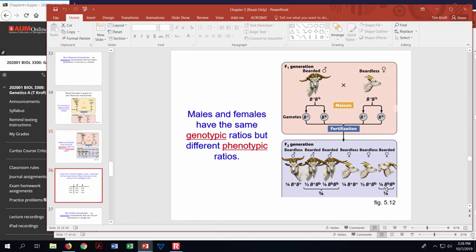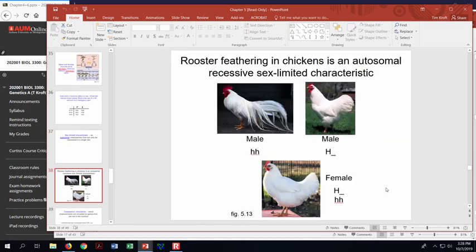Sex limited is the same thing, except that no matter what genotype you get, one sex can't show it. So here, no matter what genotype you get, even if it's the little h, you don't get the rooster tail here. You get the dainty little hen's tail or whatever it is, right? Does that, are we okay?